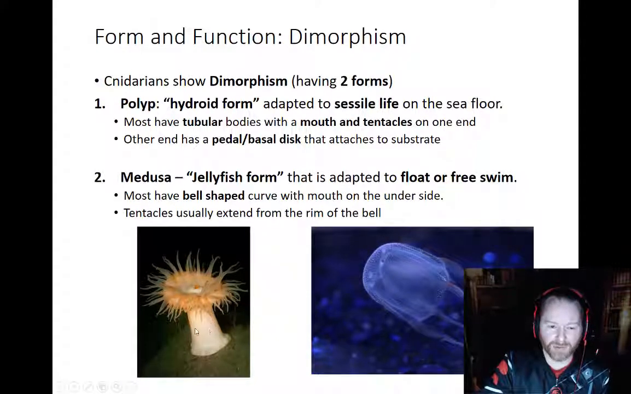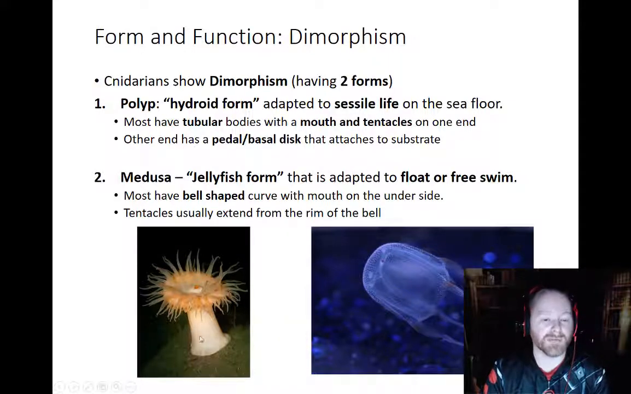Their bodies are described as being very tubular, in that it's the shape of a tube, and at the top you'll have the mouth/anus, and surrounding that are generally tentacles. Different species have different numbers of tentacles and different sizes of the body, but essentially this is the polyp shape.